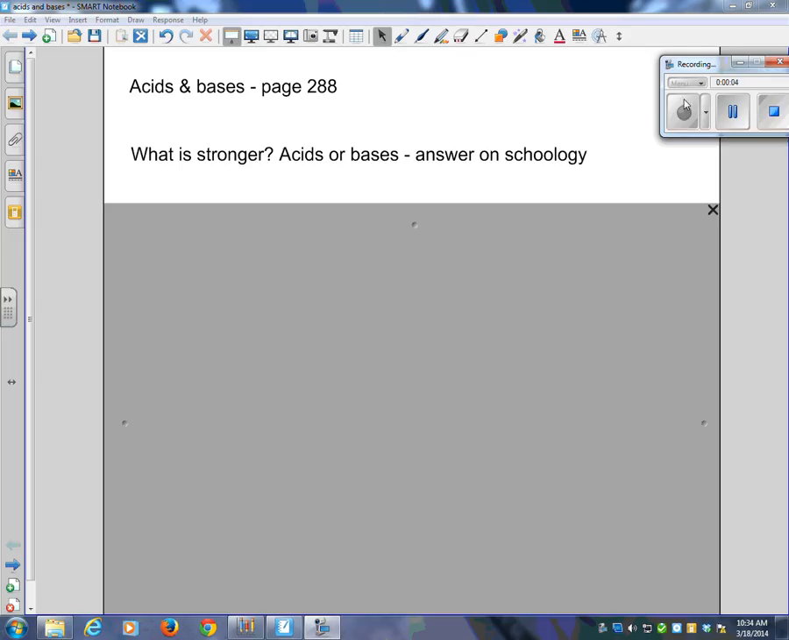Alrighty, so if you have the Schoology app on your phone, you can use that if you want. But I'm really just looking for your opinion. We're going to talk about acids and bases today. Which one is stronger? Which one is more dangerous? Acids or bases? I'll give you a few seconds to answer on Schoology, and a few seconds to think about it.